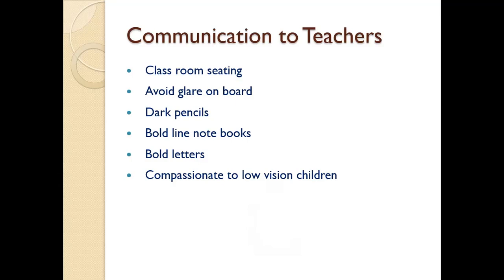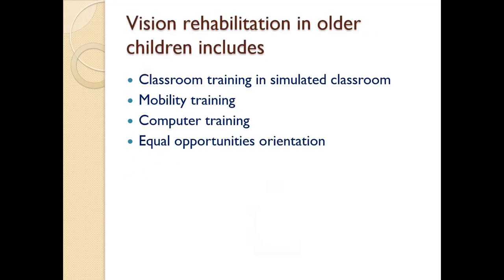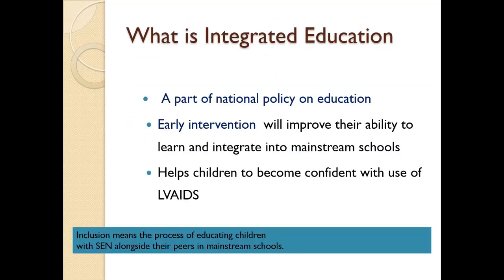So always we have to communicate to the teachers how the classroom seating should be, avoid glare on the board, and dark pencils and bold notebooks have to be used. And older kids have to start mobility training, and computer training is available from many voluntary organizations for the visually impaired. Especially we are working with Vision Aid. They are doing a lot of work on this, and they help us to give computer training for these children. So integrated education is including these children in normal schools.